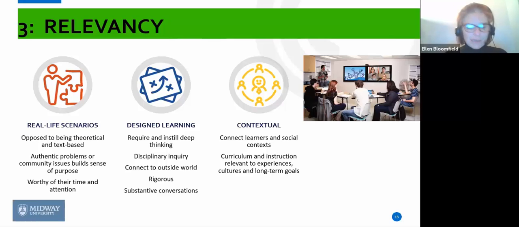It talked about effective teaching and making things relevant, and there were 5 characteristics of thoughtfully designed, relevant learning tasks. The task must require and instill deep thinking. It immerses the students in disciplinary inquiry. It's connected to the world outside of the classroom. It has intellectual rigor and substantive conversation.